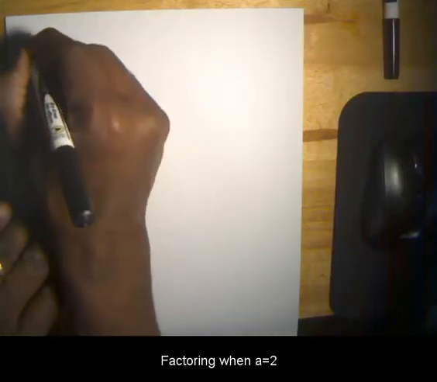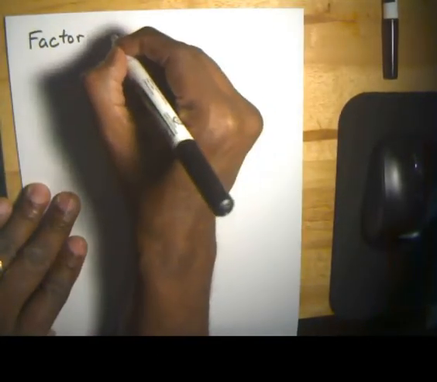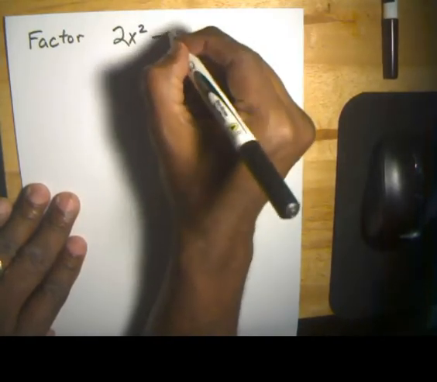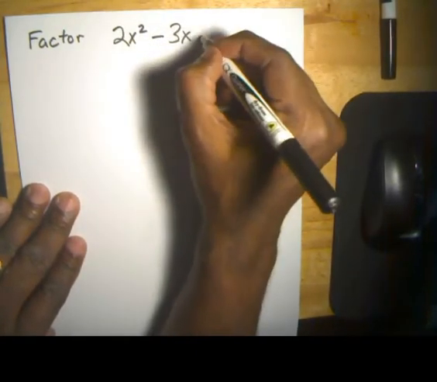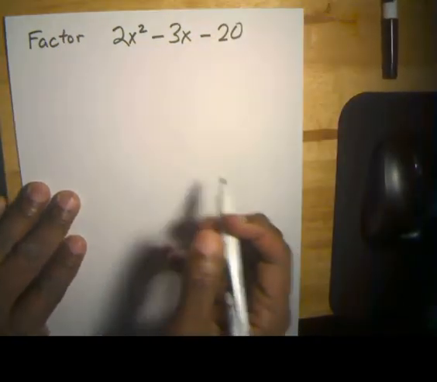Okay, in our second example, we're going to factor this trinomial, 2x squared minus 3x minus 20. That's what we're going to do.